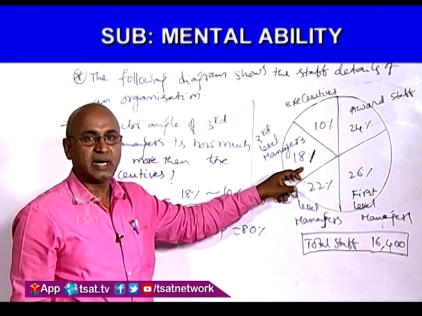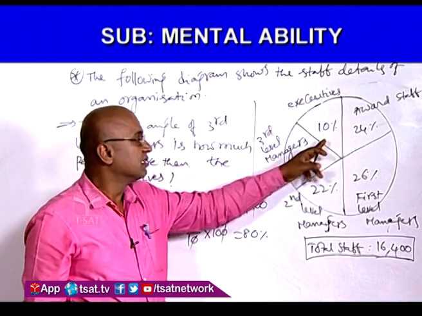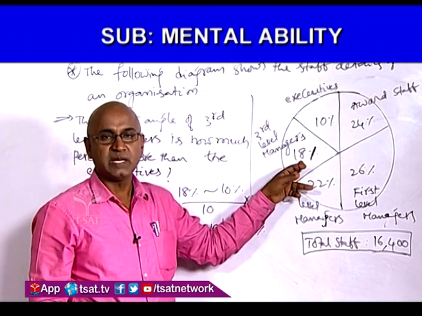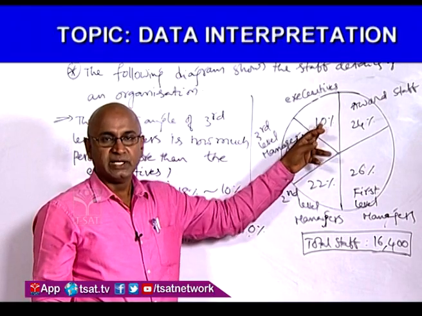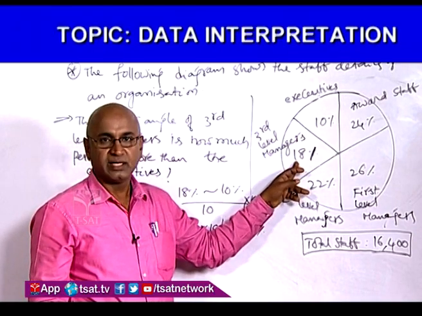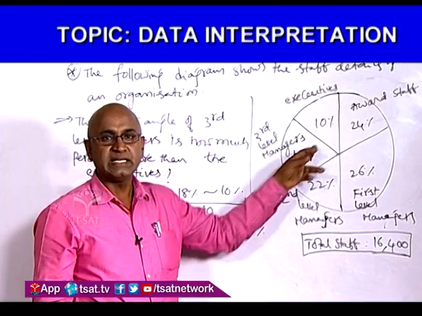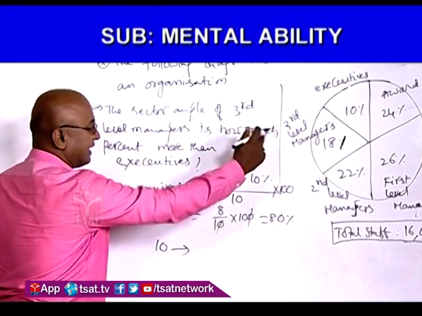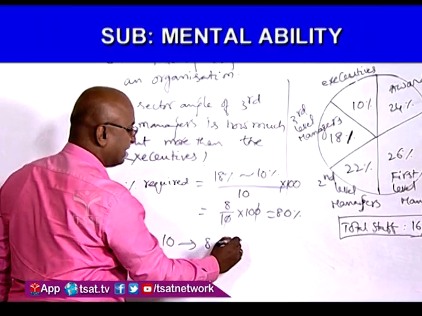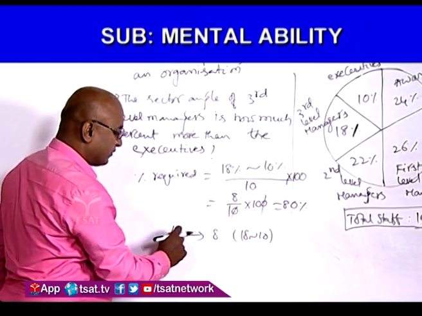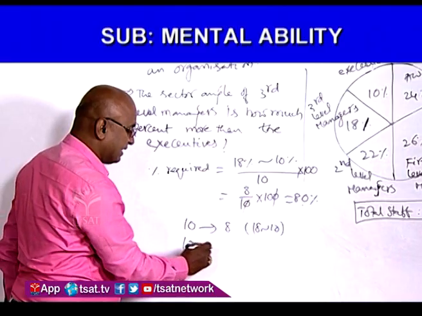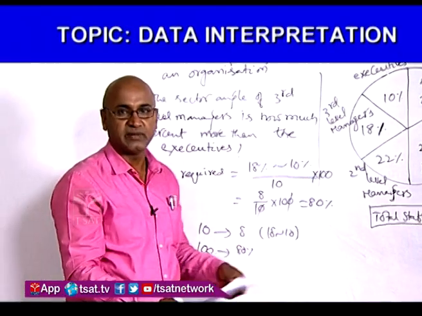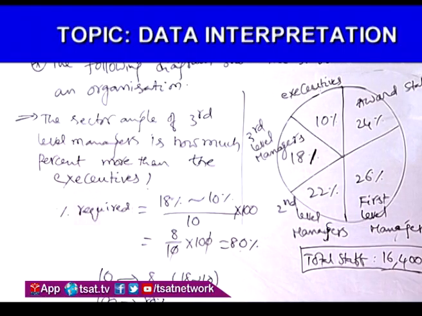Without doing the problem also we can say this answer. It is 10 and it is 18, so the difference is 8. In terms of percent, that means per 100. If for 10 the difference is 8, for 100 how much? 10 times, so 80%. Without doing the full calculation also we can find the value of this problem.